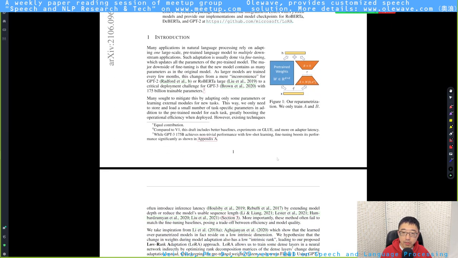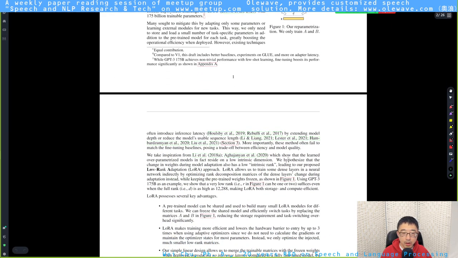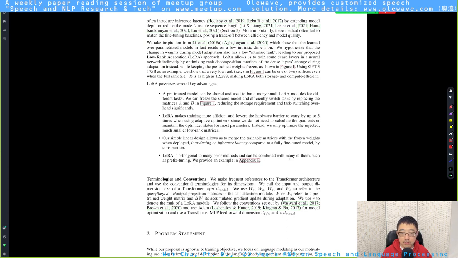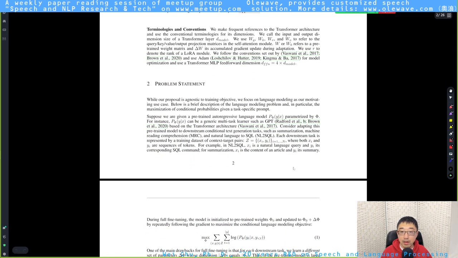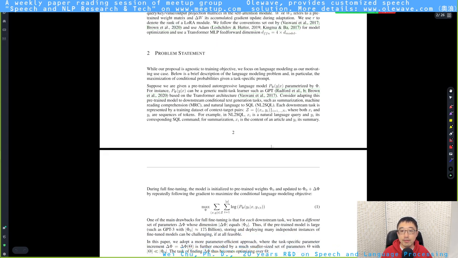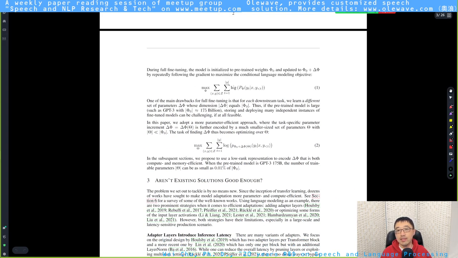Introduction, I will skip over the introduction because I talked a little bit about it. And I think it's important to see what the problem is here. So you can see this is fairly straightforward. This is how you want to train your model, right?